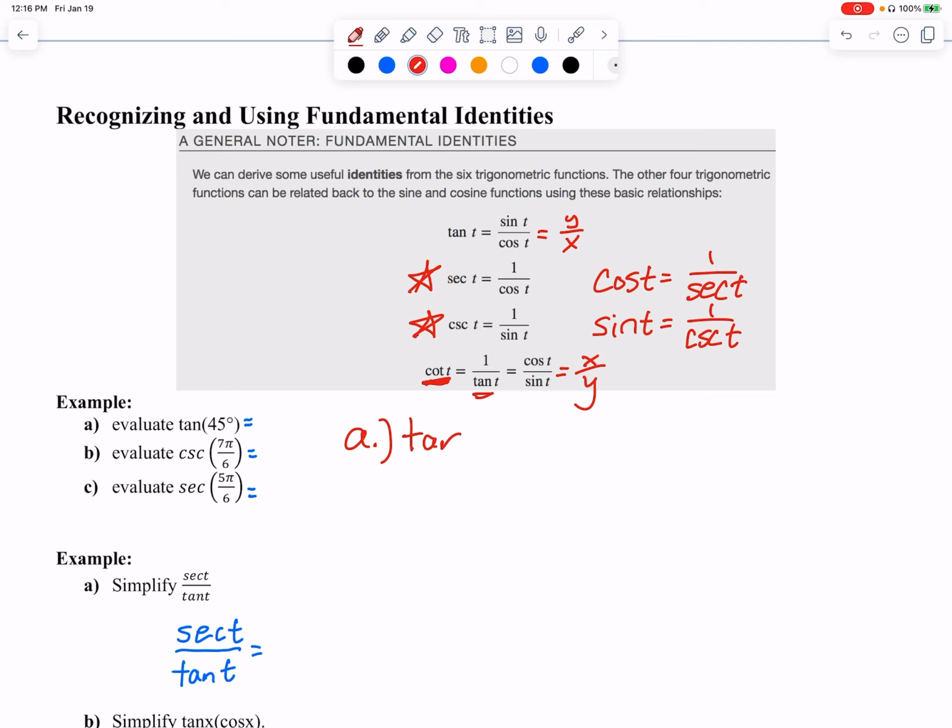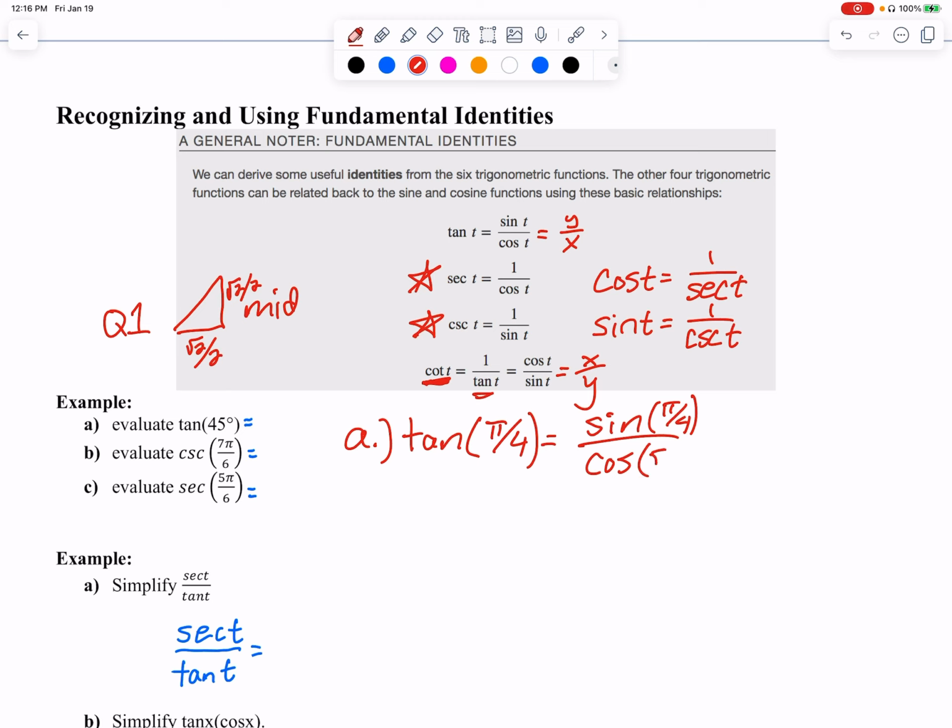I have tangent of 45 degrees. I like to use radians, so I'm going to flip it to pi over 4. Pi over 4 is in the first quadrant, and it's the mid triangle, which means this is rad 2 over 2, and this is rad 2 over 2. So if tangent is sine of pi over 4 over cosine of pi over 4, then sine of pi over 4 is rad 2 over 2 and cosine is rad 2 over 2, which is going to be 1. We could have seen that at the very beginning because we know tangent's y over x, and at the middle triangle, tangent's going to be 1 because the sides are the same.